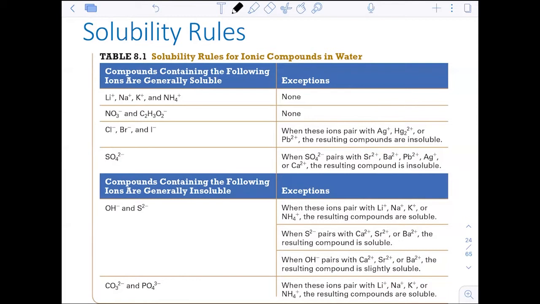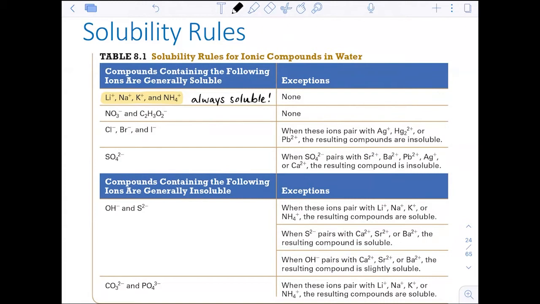When we see compounds that contain group 1 cations, lithium, sodium, and potassium, along with ammonium, NH4 plus 1, these compounds are always soluble. There are no exceptions. So when we see on that column on the left, it says compounds containing the following ions are generally soluble. Because lithium, sodium, potassium, and ammonium do not have any exceptions, we call them always soluble.